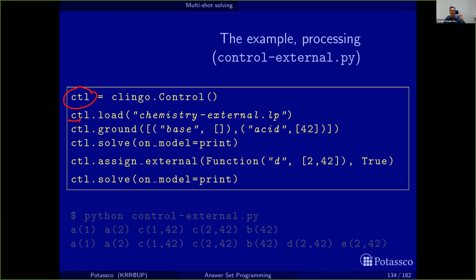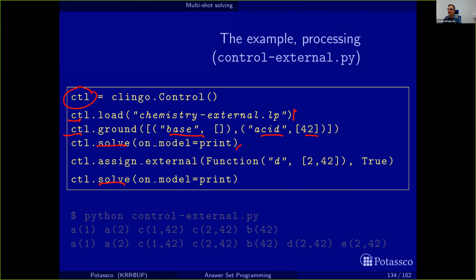So now we ground everything, and now we solve once, then we change the value of it and we solve again, and we look at the output. So let's look at this in steps. We load our program. Then we ground the base as well as the ACID program for 42. Everything is now inside. And now we solve and print the model.